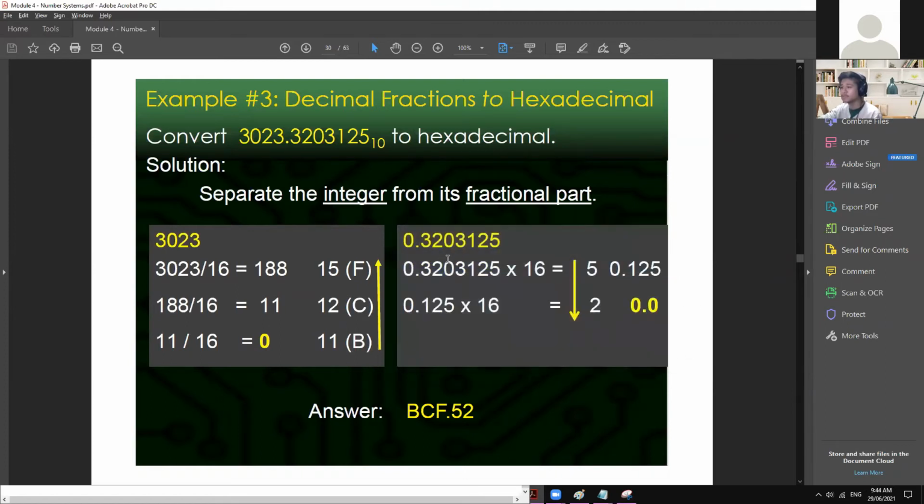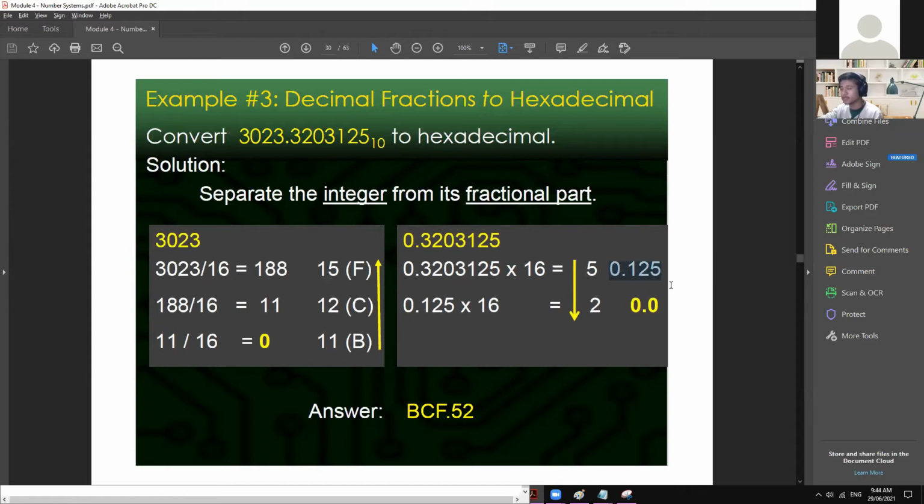0.3203125 times 16. Again, it's now a multiplier since that's the process that we need to do when it comes to decimal fraction. You will get here 5.125. Just separate those two results: 5 for the integer part, and then 0.125 for the fraction part.